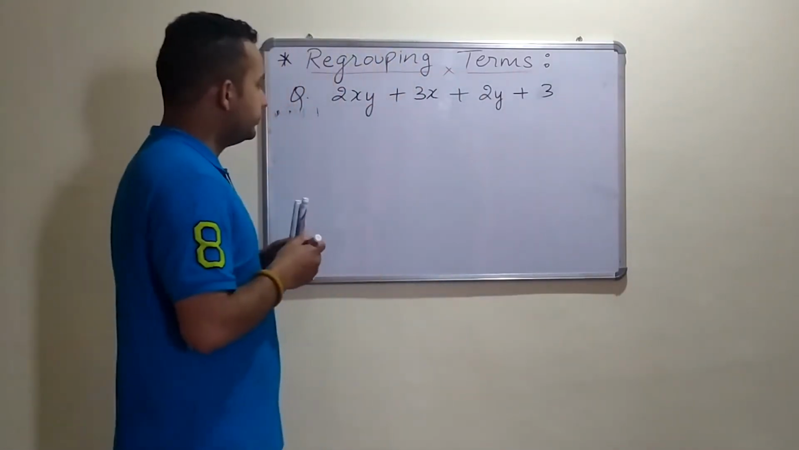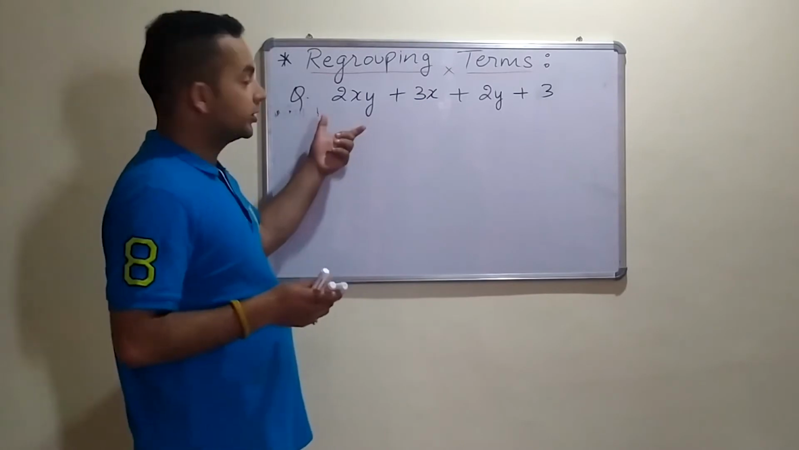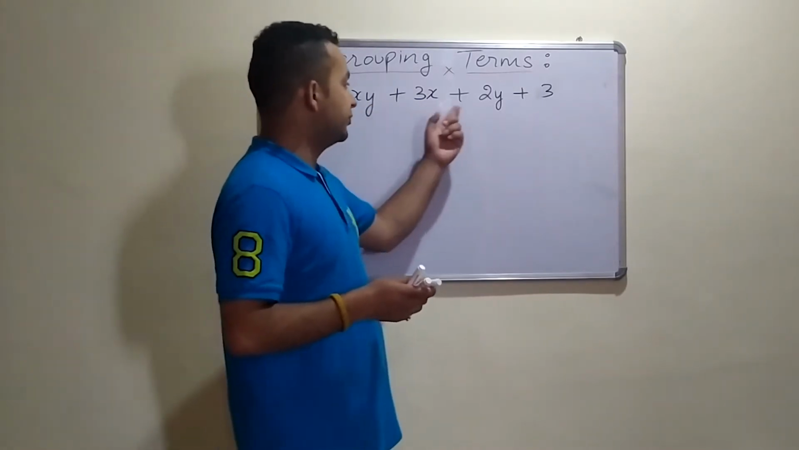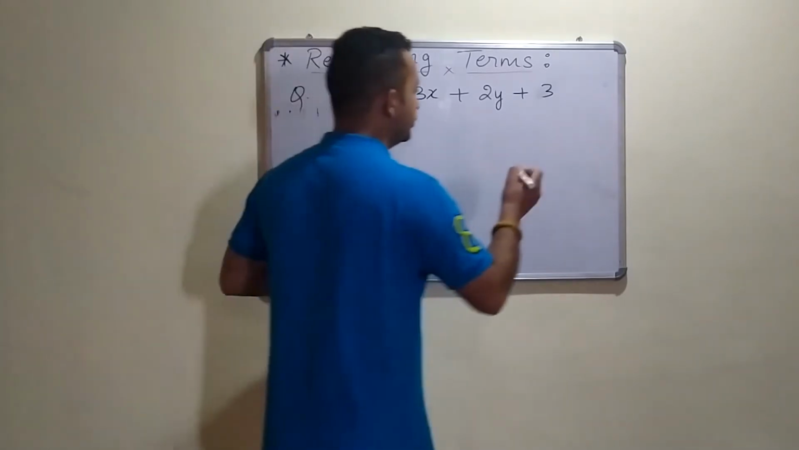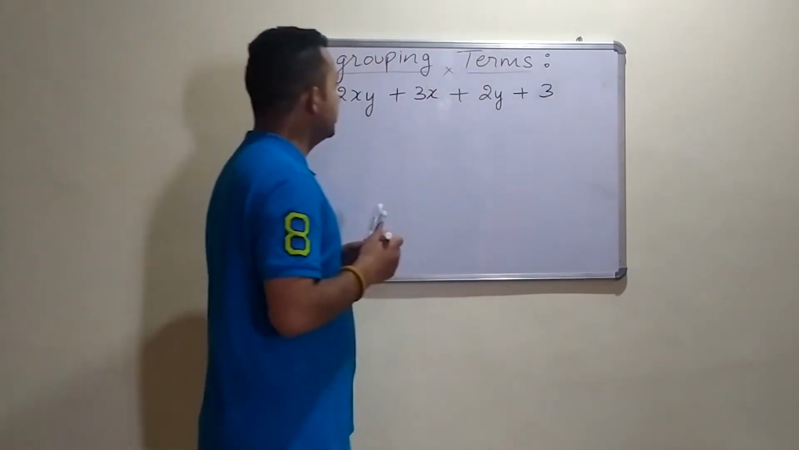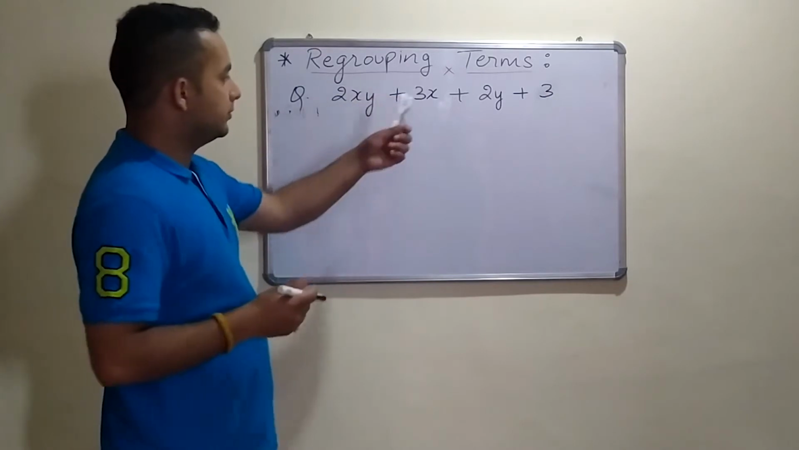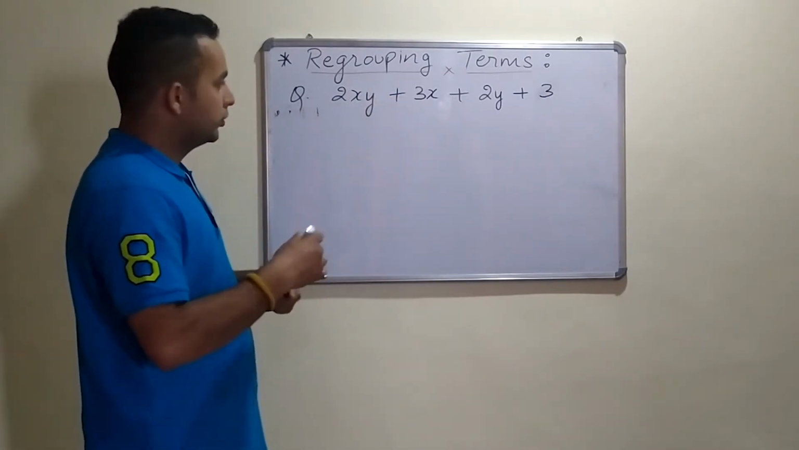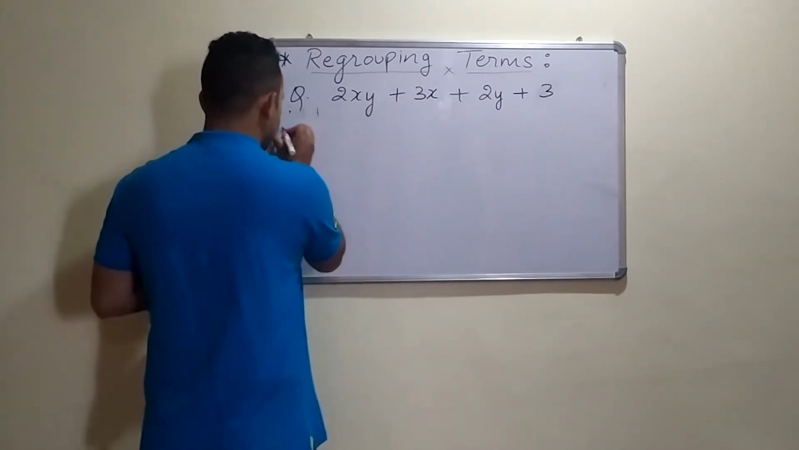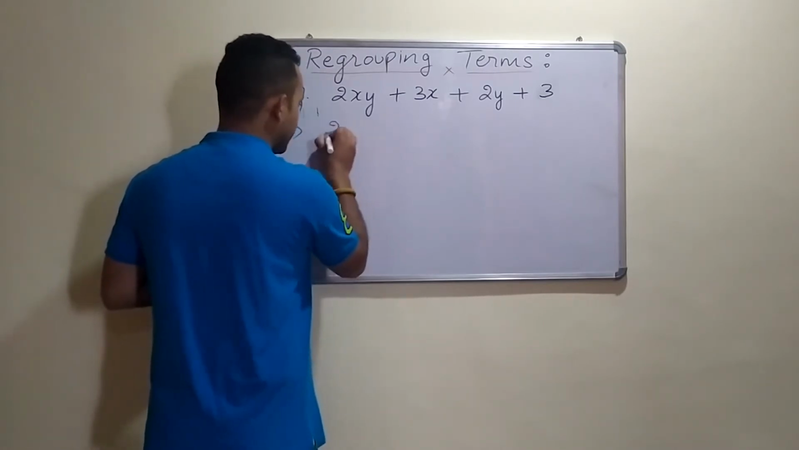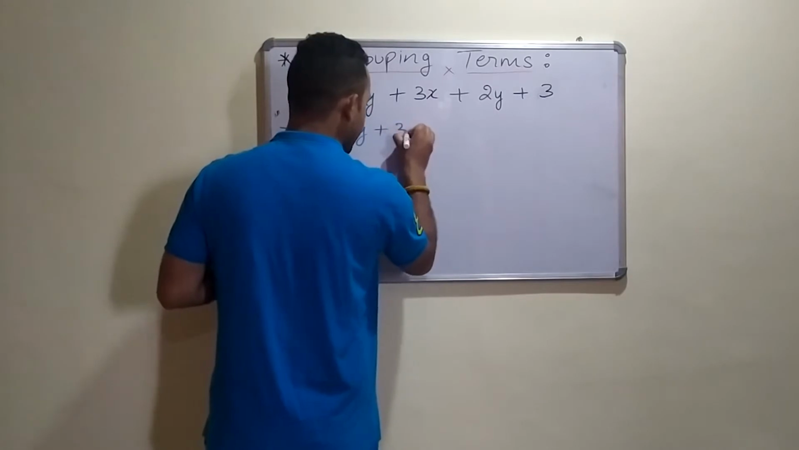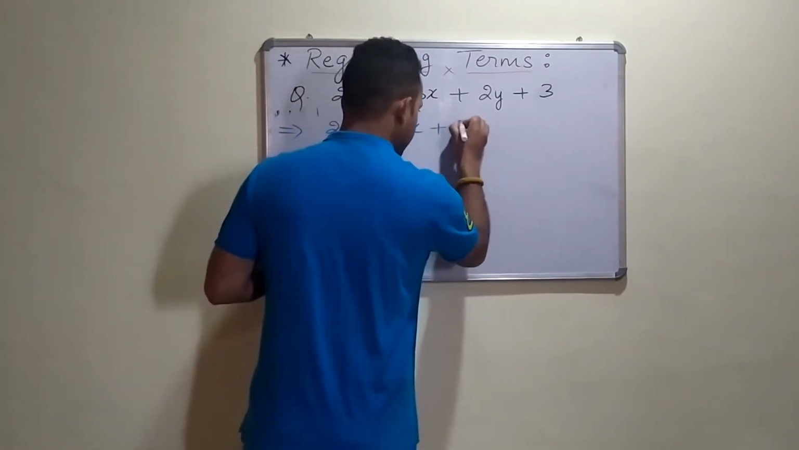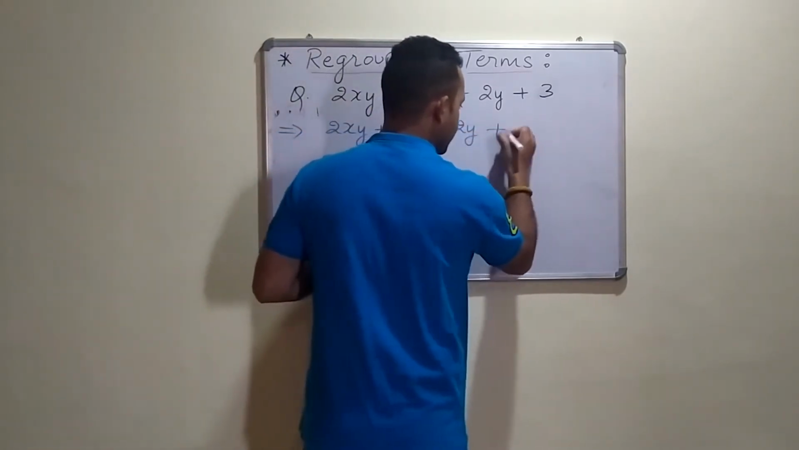So let's take an algebraic expression like 2xy plus 3x plus 2y plus 3. Now we are going to regroup the terms of this algebraic expression. So class, now what we will do, we will copy it as it is. Solution: 2xy plus 3x and then plus 2y plus 3.